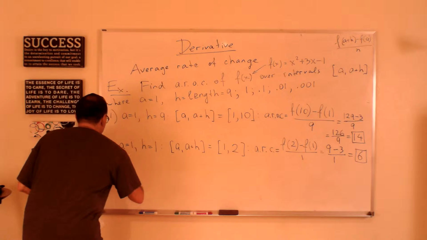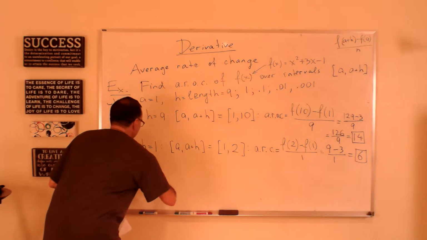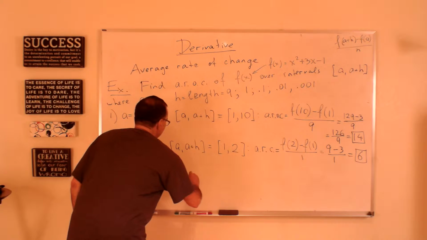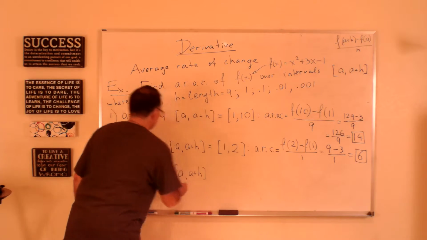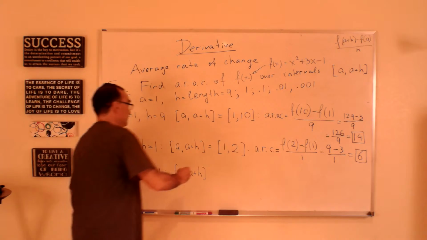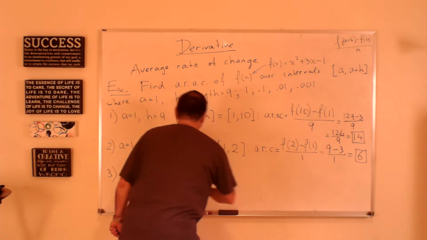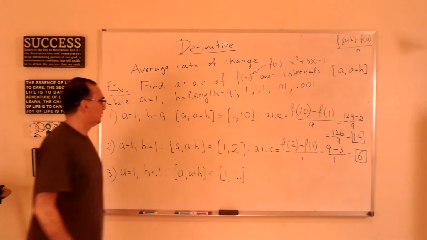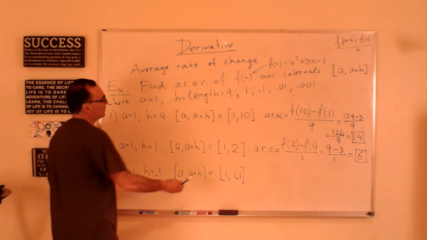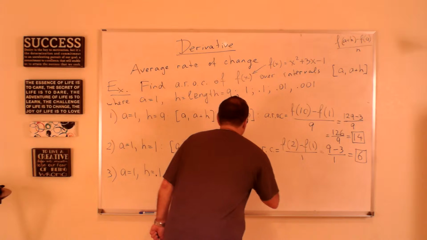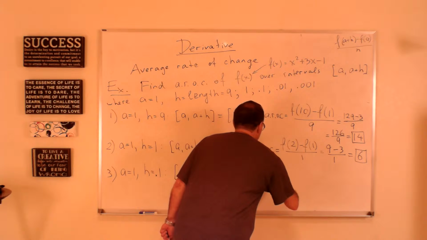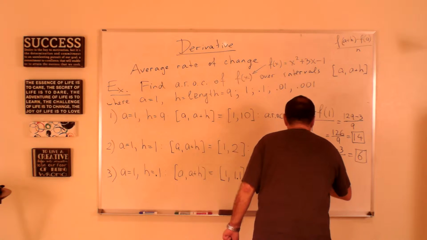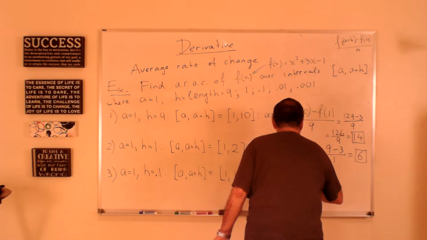So the third time I do it for a equals 1 and h equals 0.1, which means in this case it will be an interval with length only 1/10 of a unit. So it will be the interval from 1, a is 1, and a plus h is now 1.1. So this is a pretty tiny interval. And now I'm calculating the average rate of change over this tiny interval. So average rate of change equals f of 1.1 minus f of 1 over 0.1.